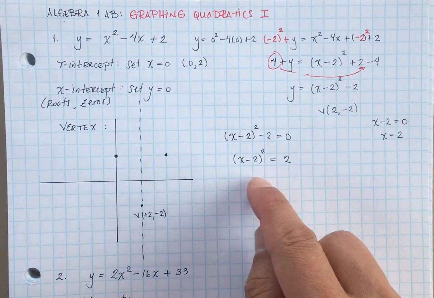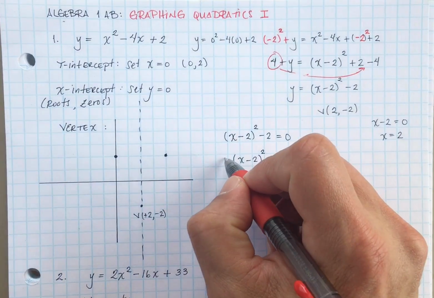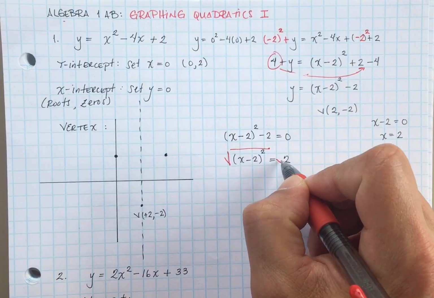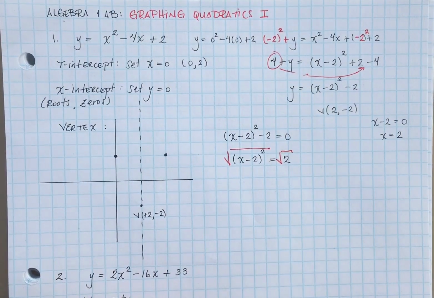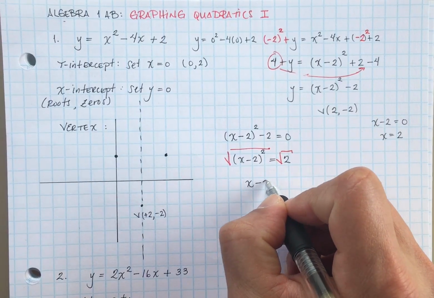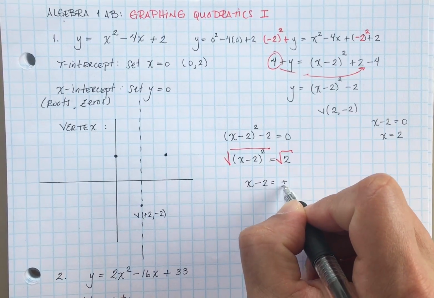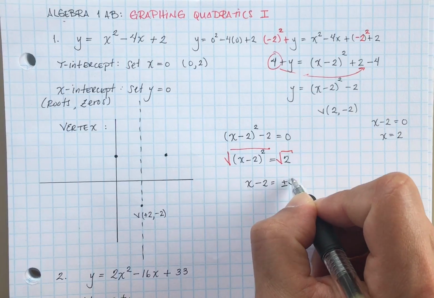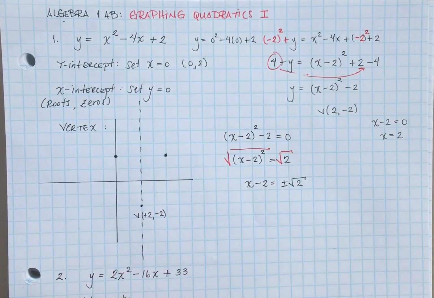Okay, so how do you get rid of the square? You're going to take the square root. Vamos a tomar la raíz cuadrada. Okay, so now the square and the square root simplify out, and you end up with plus or minus the square root of 2. Now what do?